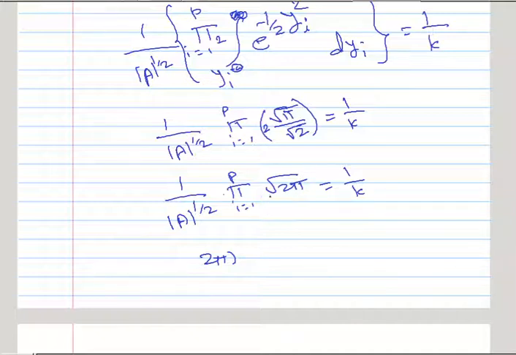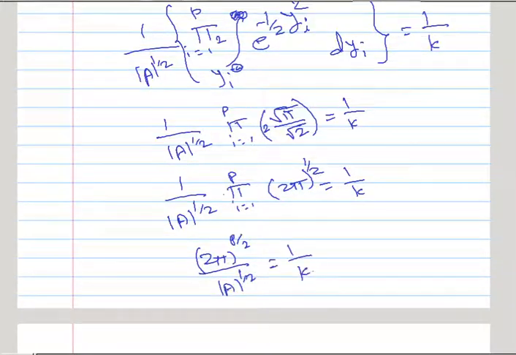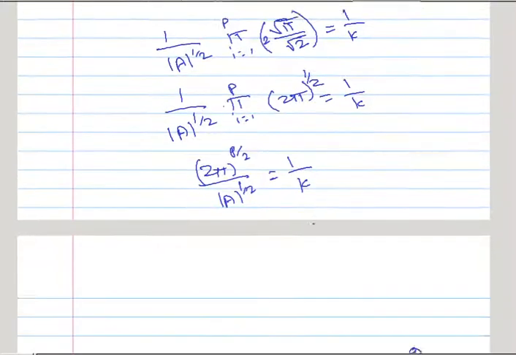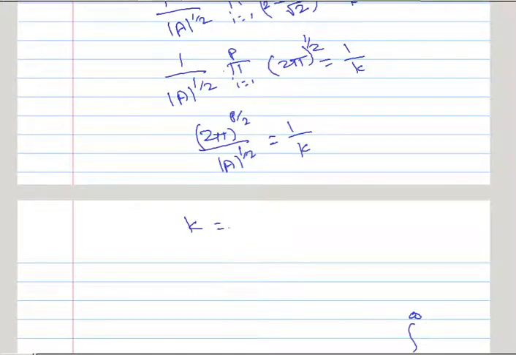Root 2 pi, this particular quantity root 2 pi can be written as 2 pi raised to 1 half. Now this particular quantity is raised p times, so it will be 2 pi raised to p by 2. This quantity divided by determinant of a raised to 1 half is 1 by k. Therefore taking k on this side, this will work as numerator, determinant of a raised to 1 half divided by 2 pi raised to p by 2.